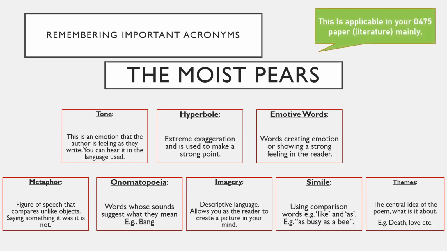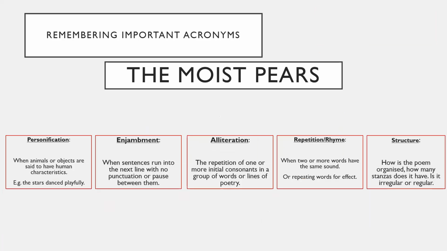Again, this is also applicable for your 0475 paper, which is literature. So we also have personification, enjambment, alliteration, repetition, rhyme, and structure. Really, really important. So, for example, personification is when animals or objects are said to have human characteristics. Then we move on to enjambment, which is when sentences run into the next line with no punctuation or pause between them.